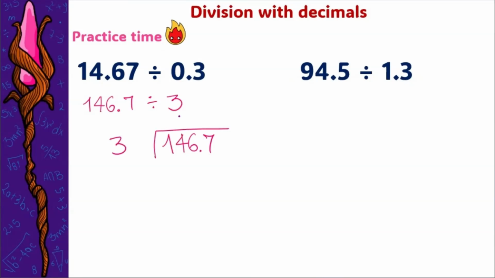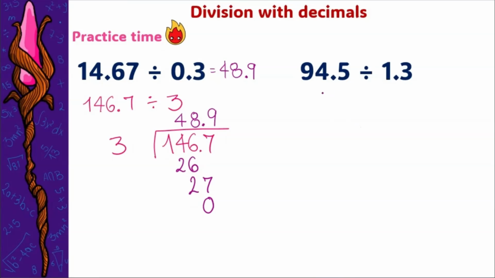Divided by 3. So 3 times 4 is 12. 12 to 14 is 2. Then 26. 3 times 8 is 24. 24 to reach the 26 is 2. We bring the 7 down. The 7 is already the decimal, so we need to put the decimal point. And 3 times 9 is 27. 27 to 27 is just 0. So the answer is 48.9 with no leftovers.